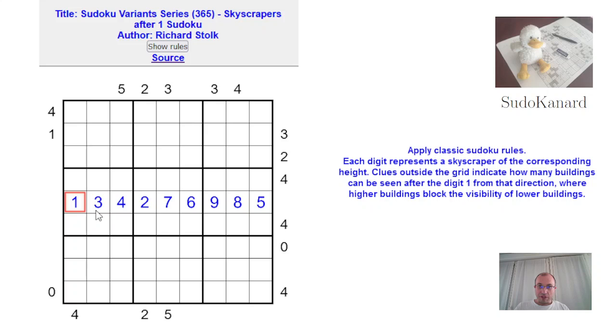Well, starting from 1, you see 3, you see 4, 2 is hidden, you see 7, 6 is hidden, you see 9, and those are hidden. So from the point of view of digit 1, you see 4 buildings. And this is what those numbers are saying.